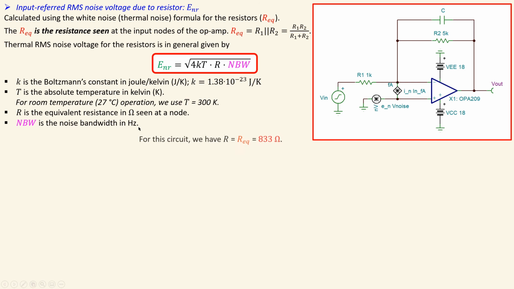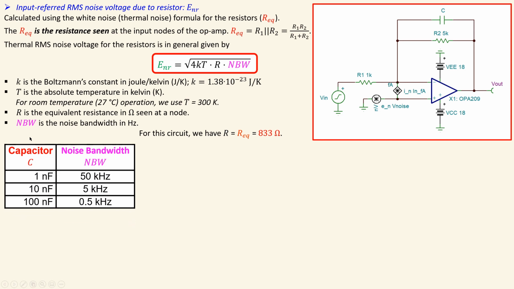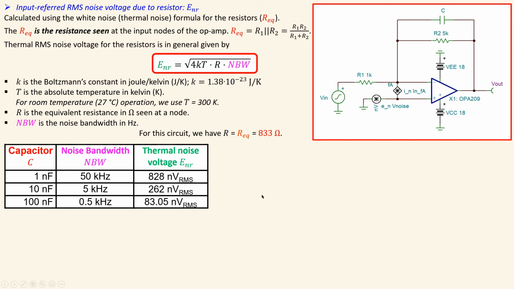So in our case, for this circuit, the R was the equivalent resistance. That was 833 ohms. Now, looking again at the capacitor values and also the associated noise bandwidth, if I use this formula with this resistor value, I have these values. Okay, that is what we have.